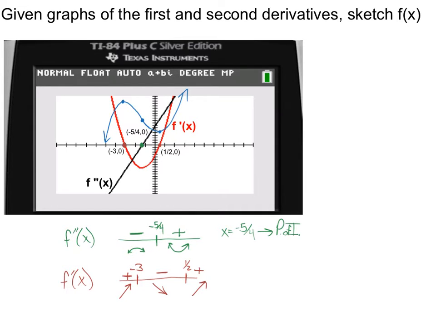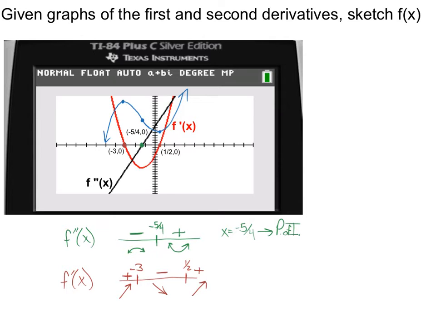-3 was a maximum because, well, we could have shown it two ways. We knew it's a critical value because our first derivative is 0. But then here's where the two different ways come in. We also know it's a max because the second derivative is negative. That means we're concave down. If you're concave down at a critical value, it's automatically a max. That was our second derivative test we looked at yesterday.